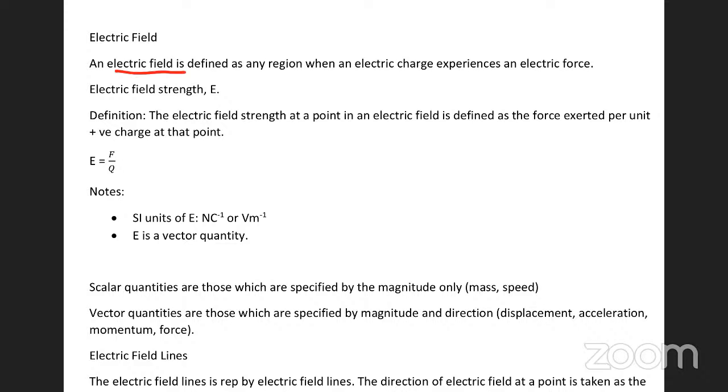So electric field strength in an electric field is the force acting per unit charge. If you can't remember the definition, remember the formula and put it in words. Force acting per unit positive charge at that point. What's the SI unit? Newton per coulomb. But how about the next SI unit here?